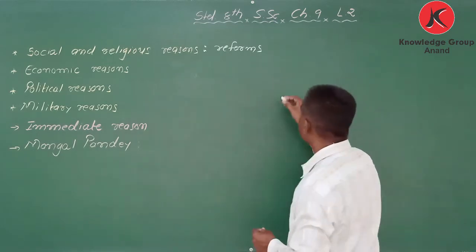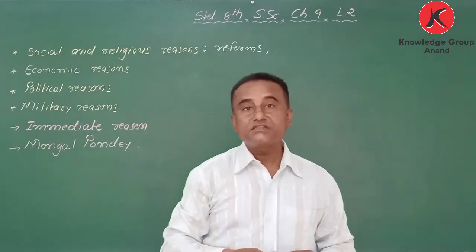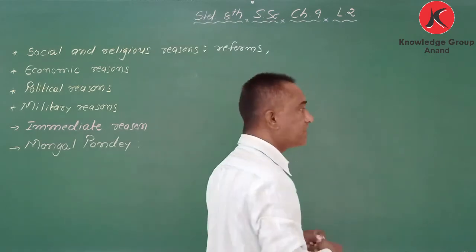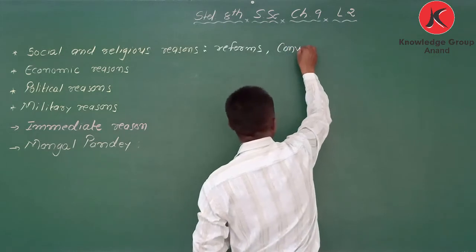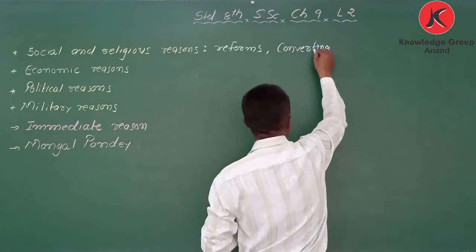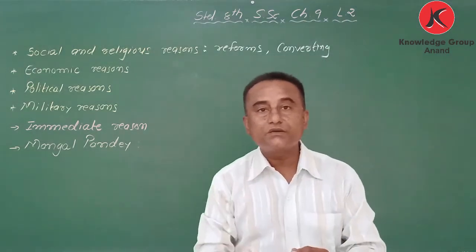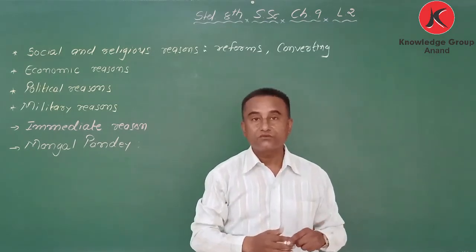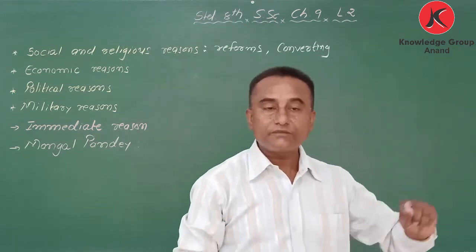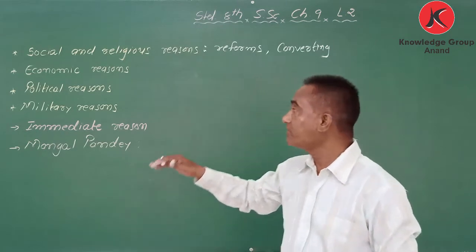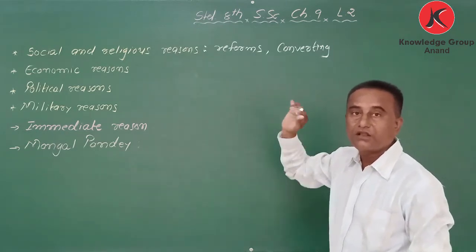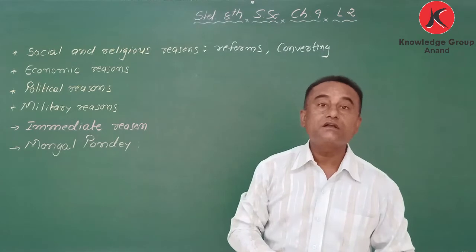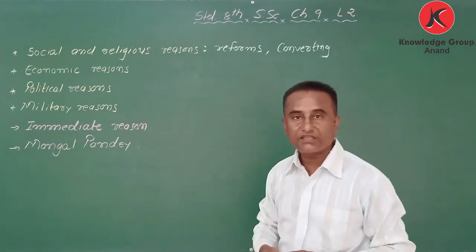One more reason was that some people believed that the Britishers were converting people from Hinduism to Christianity. That was another reason, because the Britishers were Christian. So they thought the Britishers were destroying their religion by converting Hindu people into Christianity. Because of these reasons, the reforms and the changing of religion, the people took part in the revolt of 1857.